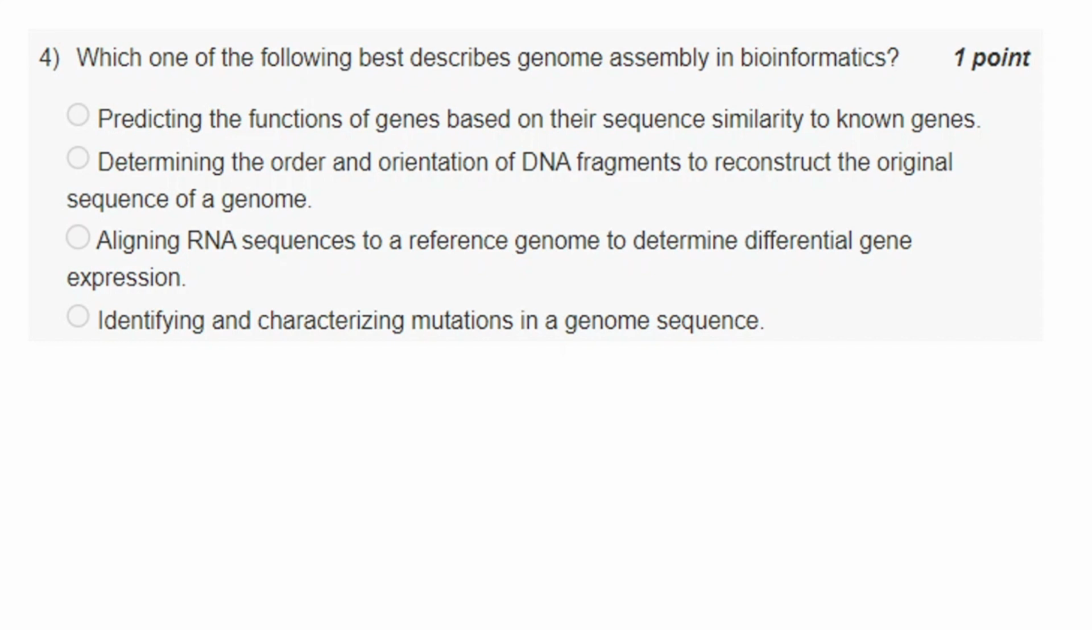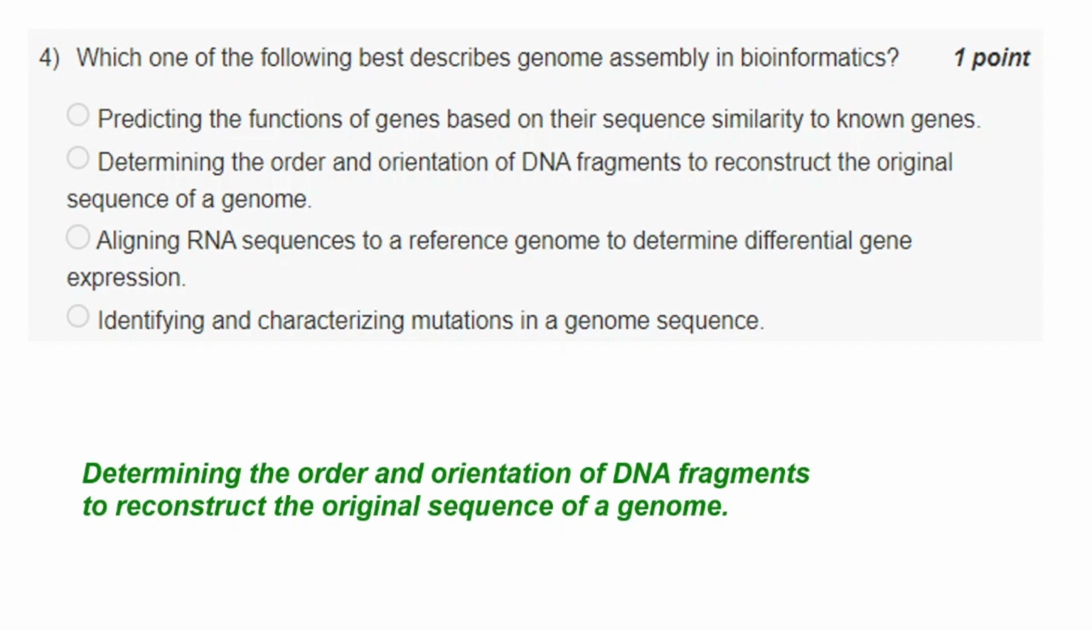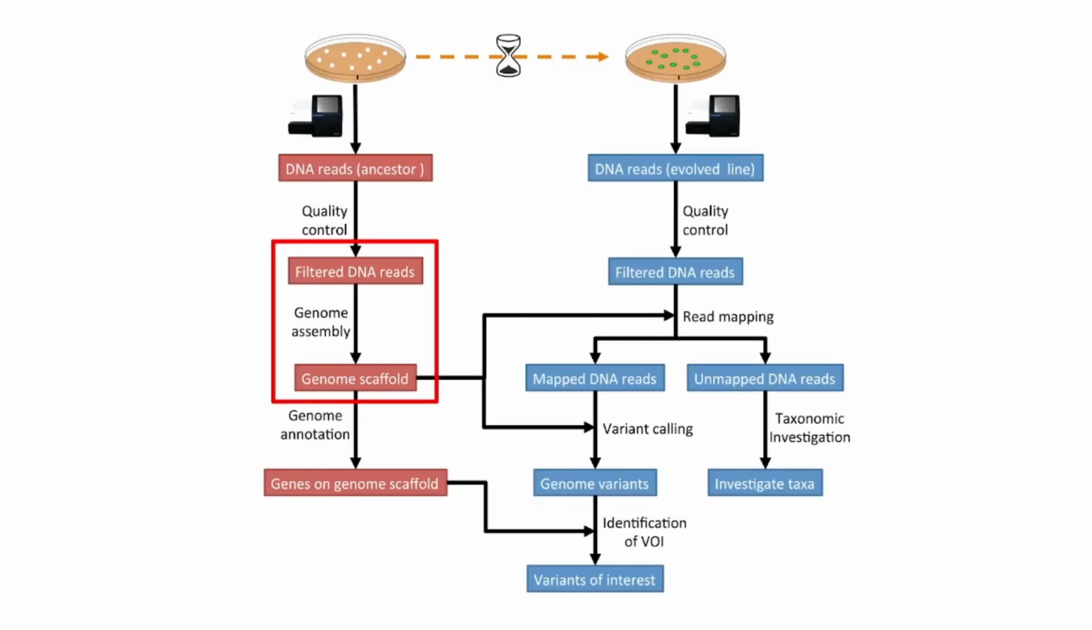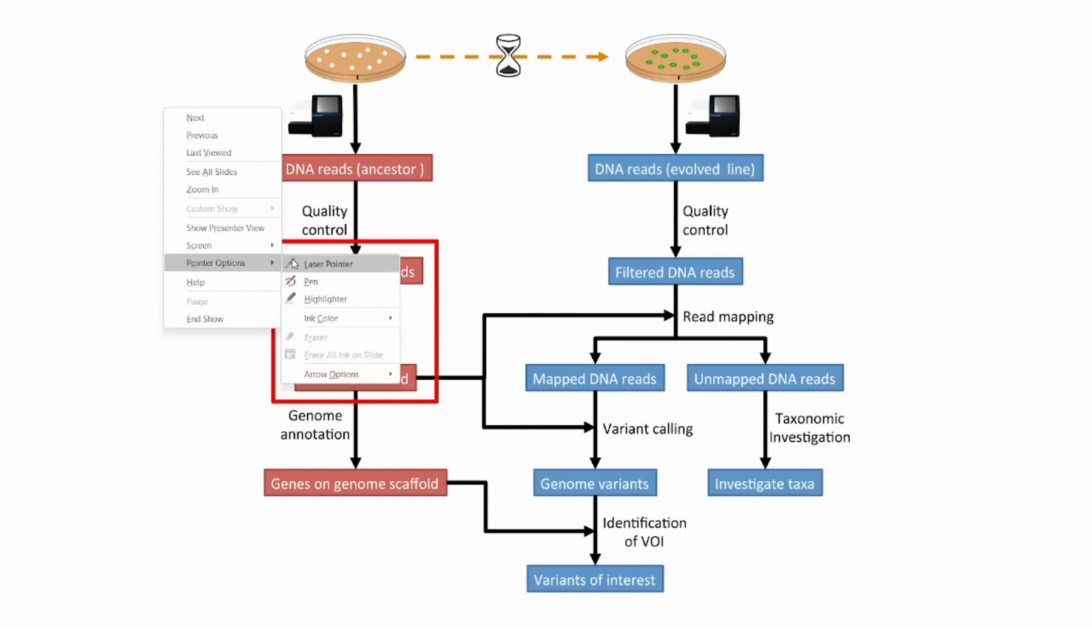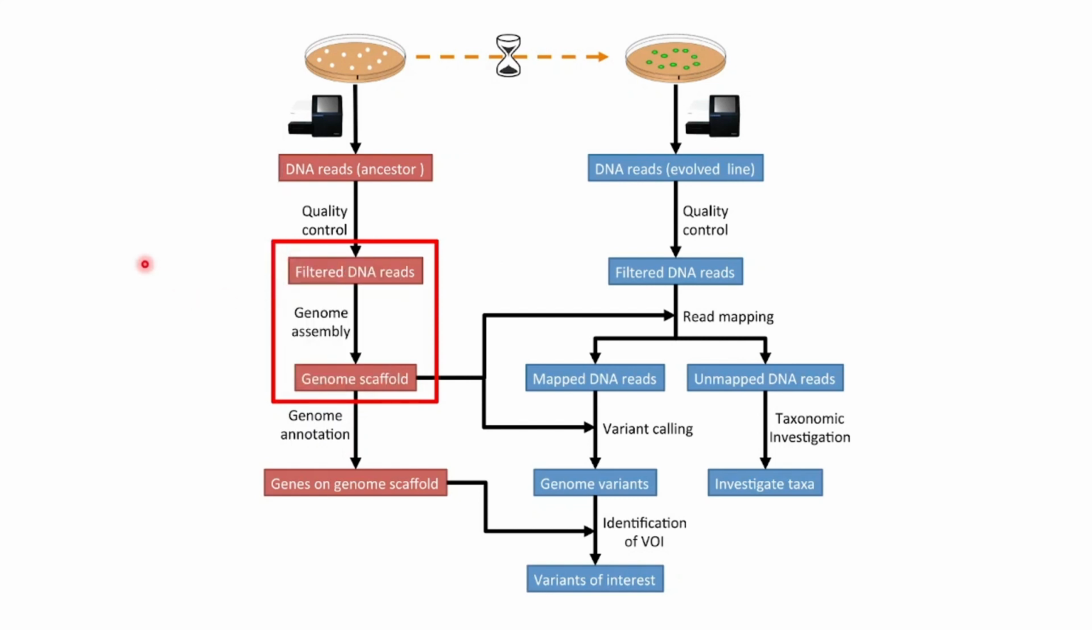Okay, anybody else? Okay, yes. So the correct option is option 2, determining the order and orientation of DNA fragments. So let's learn a little bit about genome assembly. Genome assembly is basically a process of reconstructing the complete genome sequence of an organism from the short DNA sequences generated by high throughput sequencing technologies. And the goal of genome assembly is to obtain a contiguous and accurate representation of the entire genome of an organism.